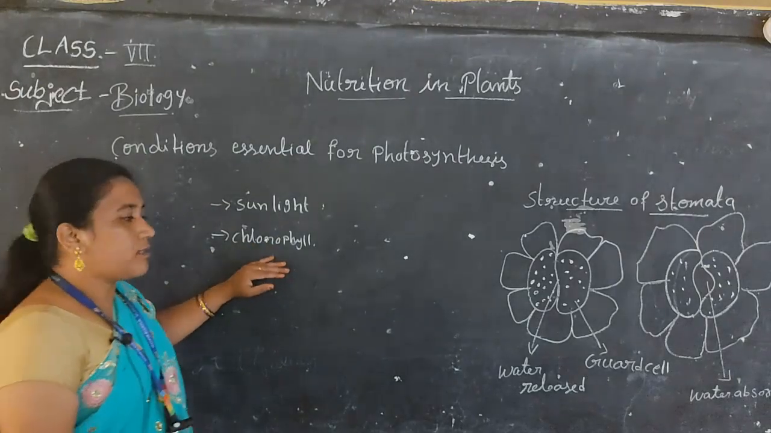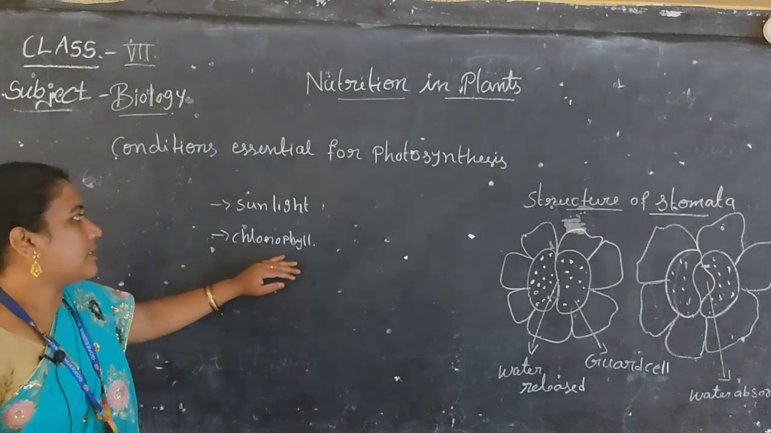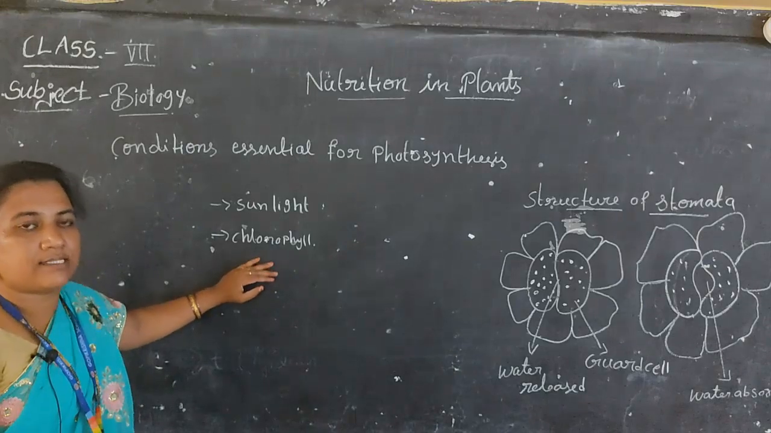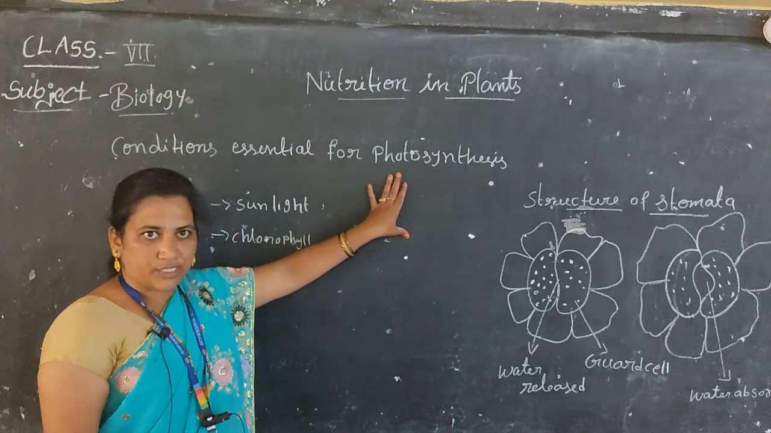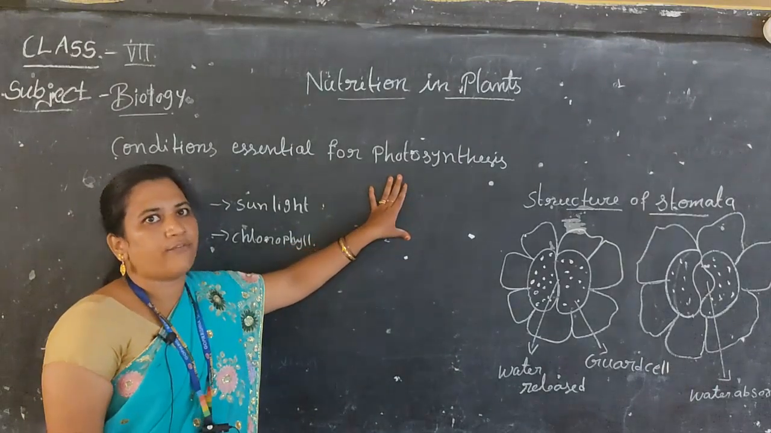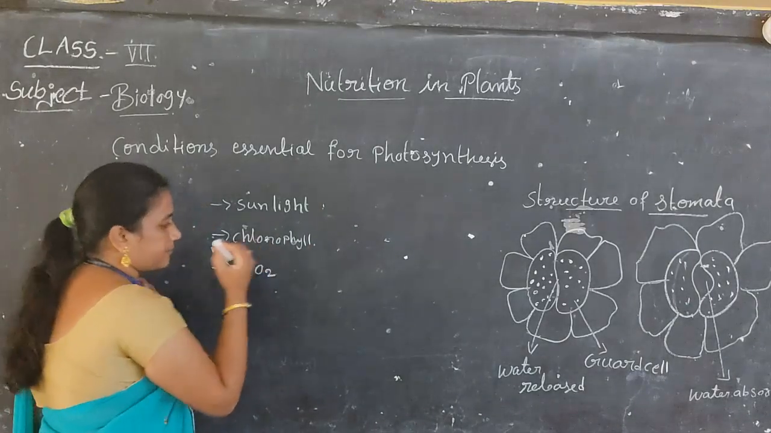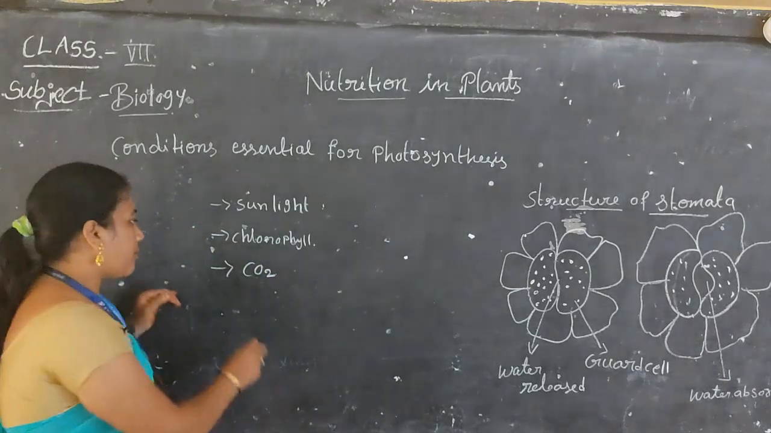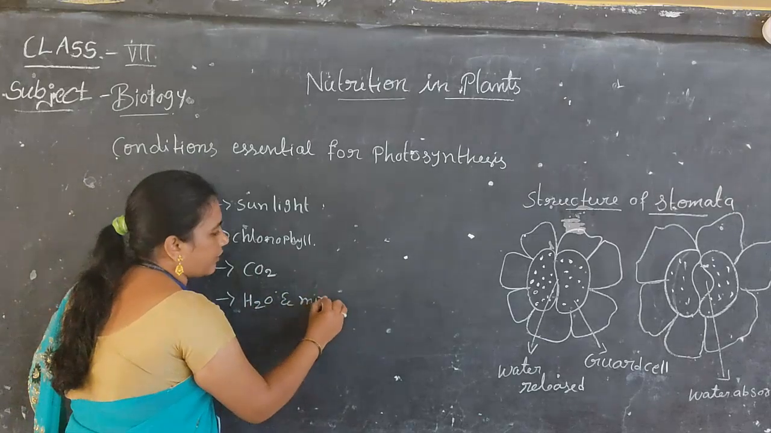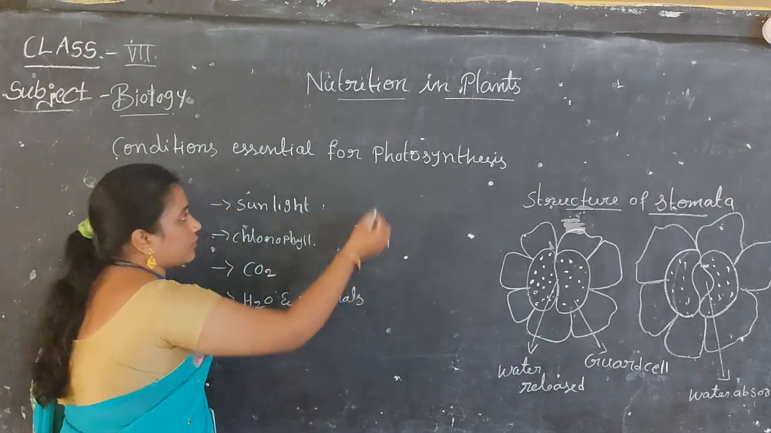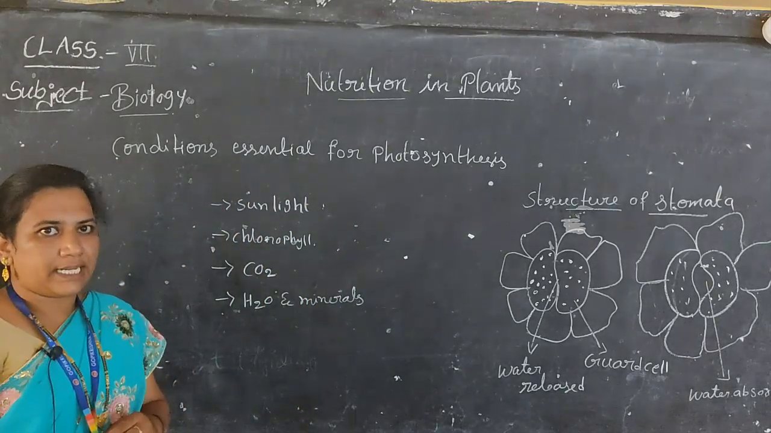In the plant cell, what are the structures we call chloroplasts? In the chloroplast, this chlorophyll pigment is present. This is a very essential component for plants for this photosynthesis process, which is nothing but the autotrophic mode of nutrition. So the next one, coming to carbon dioxide. Along with this carbon dioxide, water and minerals are also required for a plant to complete this photosynthesis process to prepare its own food materials.